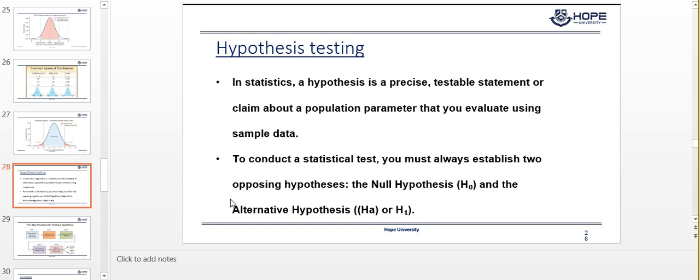To conduct a statistical test, you must always establish two opposing hypotheses. The null hypothesis is the negative side, a claim of no effect about the existing situation. The alternative hypothesis is the other option we have.